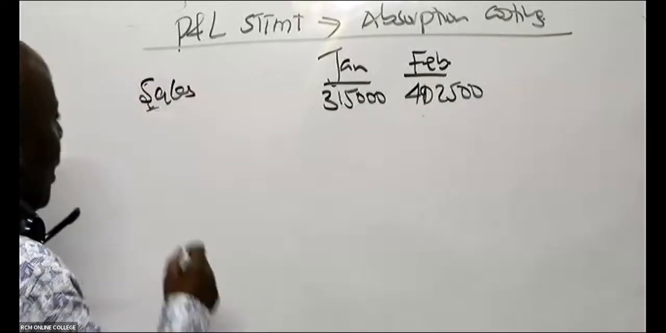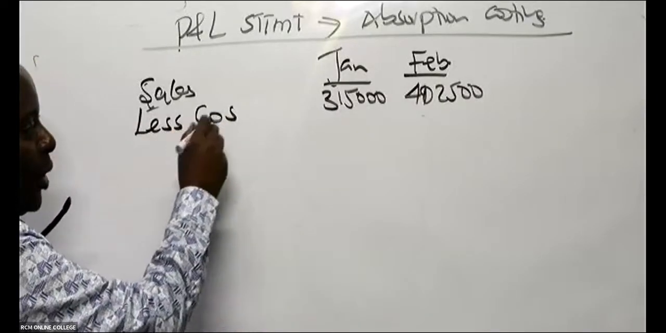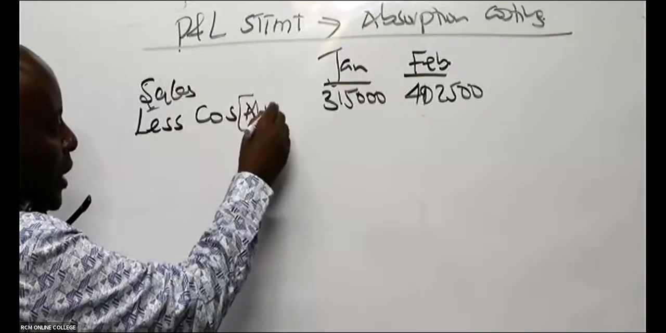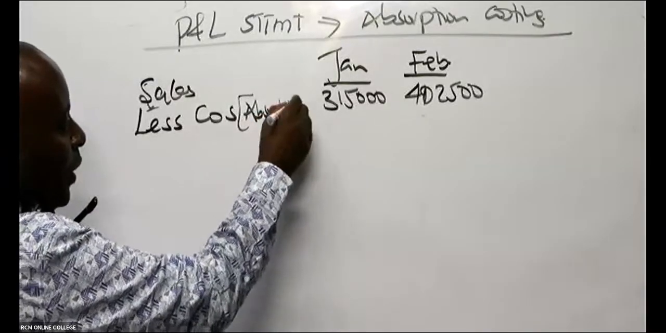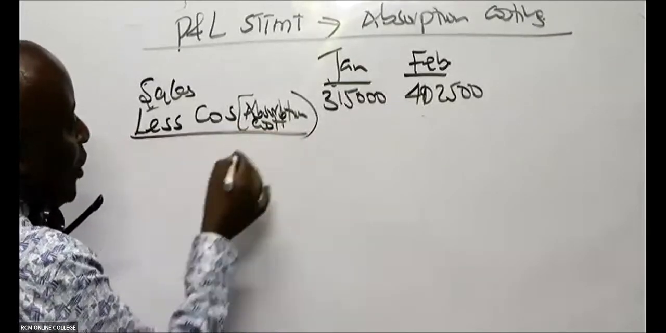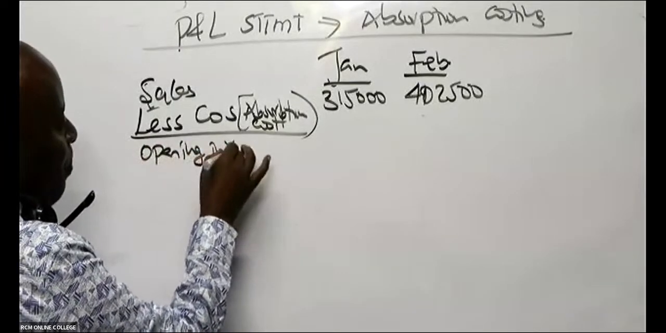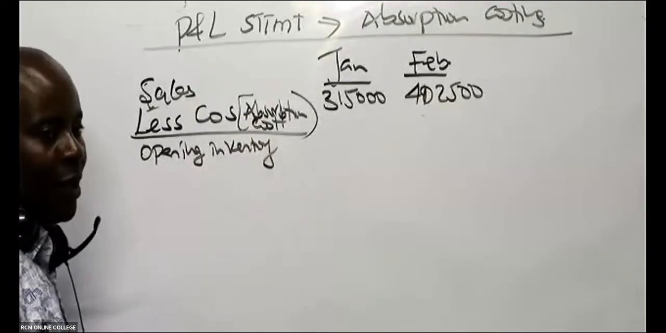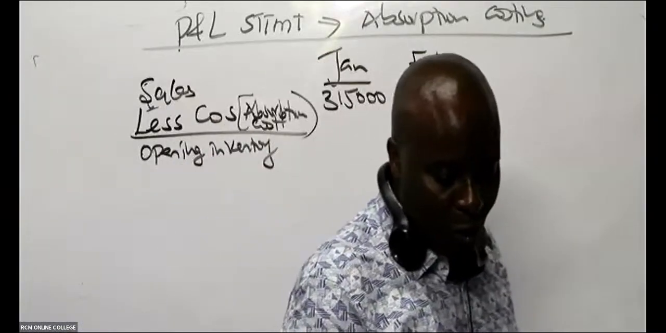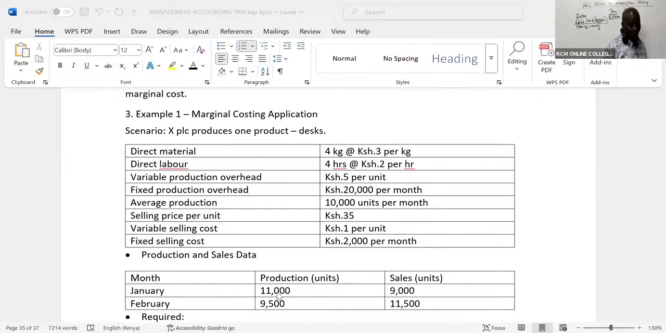So in this case here, we less cost of, now I don't use the word marginal. I can come inside here and say, these are the ones absorbed. Absorption costing, isn't it? So we start, ladies and gentlemen, with opening inventory. If you look at this, in the month of January, we produced 11,000 and we only sold 9,000.